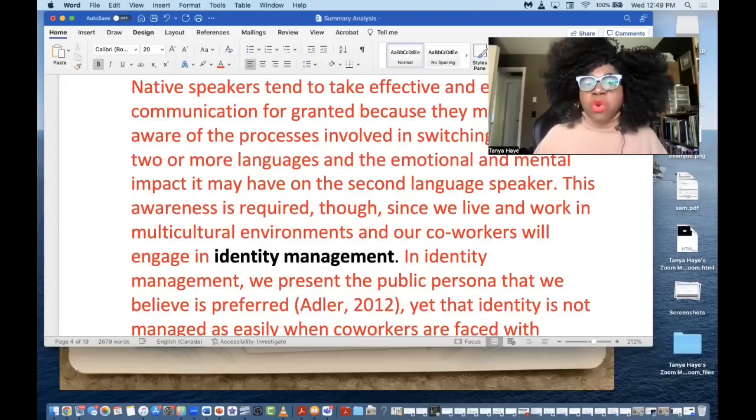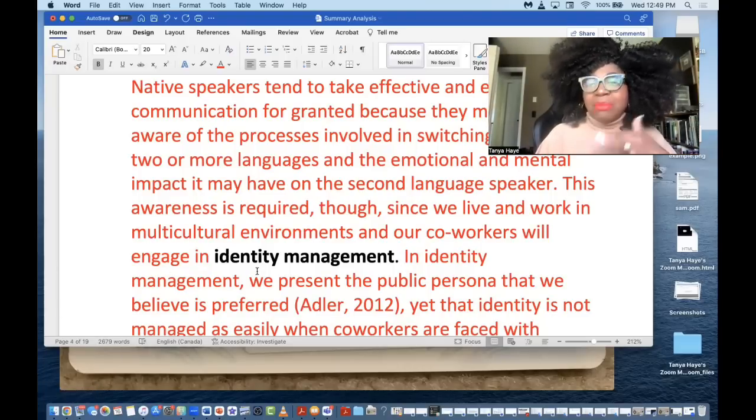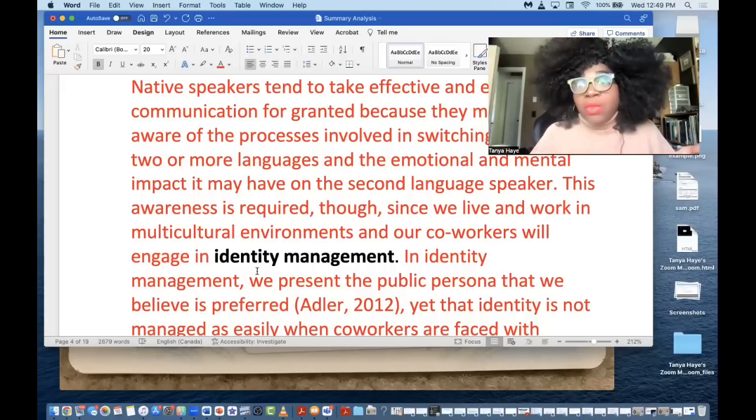This awareness is required, though, since we live and work in multicultural environments, and our co-workers will engage in identity management. Now, because I'm writing it in red, I've used my key term and I put it in black, but you would just do italics. All the key terms need to be put in italics.